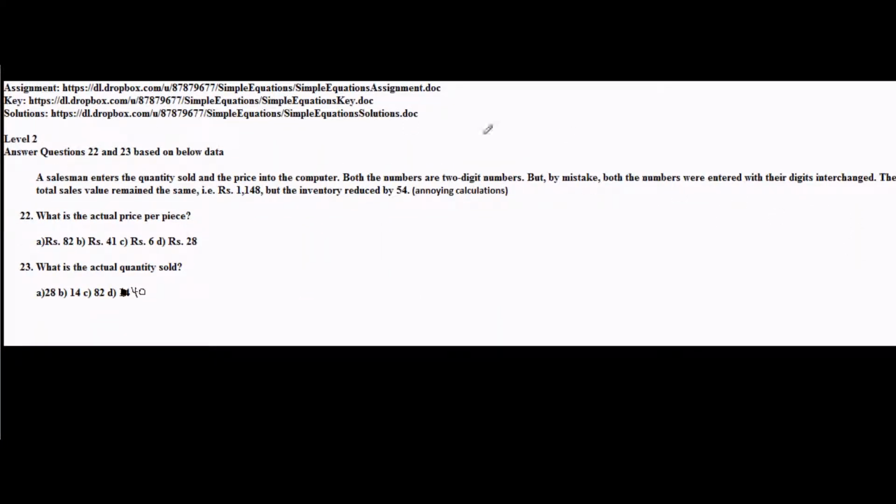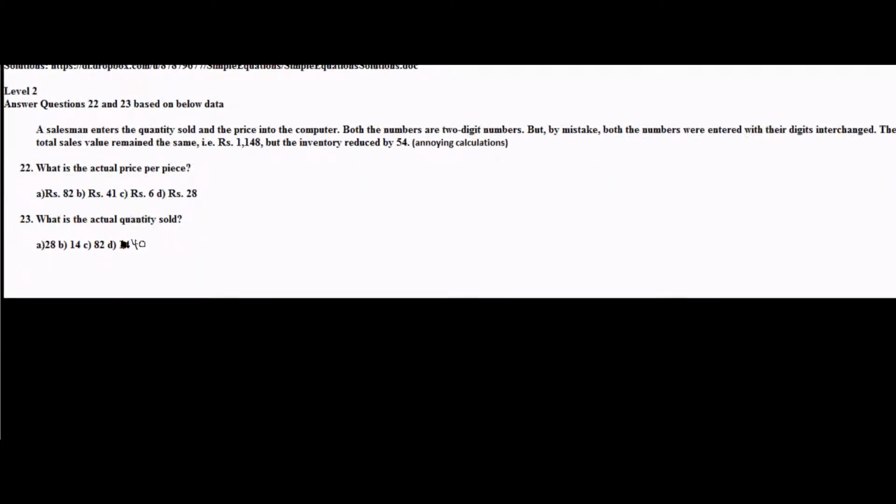That is again a level 2 problem. Question number 22 and 23 taken from your assignment. So it goes like this: a salesman enters quantity sold and price into the computer. Both numbers are 2-digit numbers. So let one number be 10x plus y, that is quantity, and price, let it be 10a plus b, since both are 2-digit numbers.